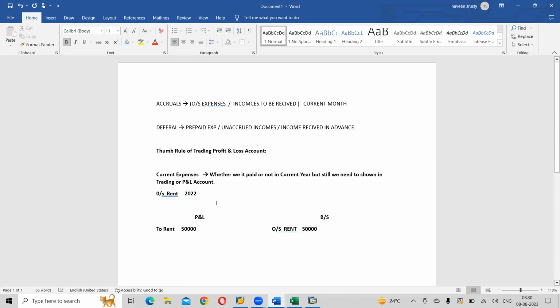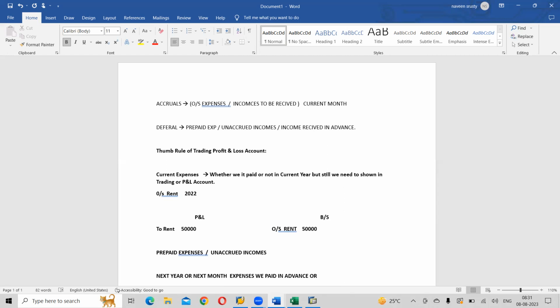Same time, what is the thumb rule of prepaid expenses or unaccrued income? What do you mean by prepaid expenses or unaccrued incomes? It means next year's expense or next month's expense. If you are doing accounting monthly, then next month. If you are doing it yearly, then next year. Next year or next month expense that we paid in advance.